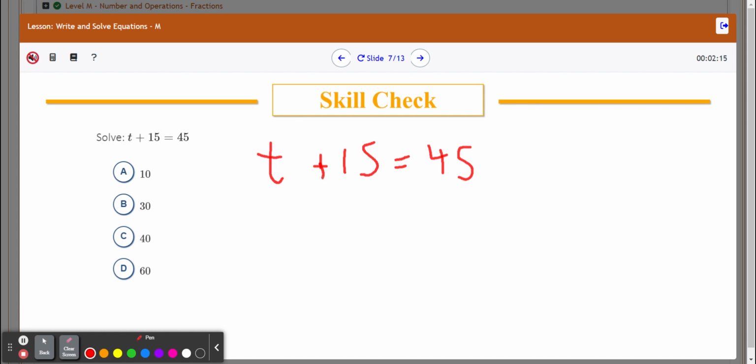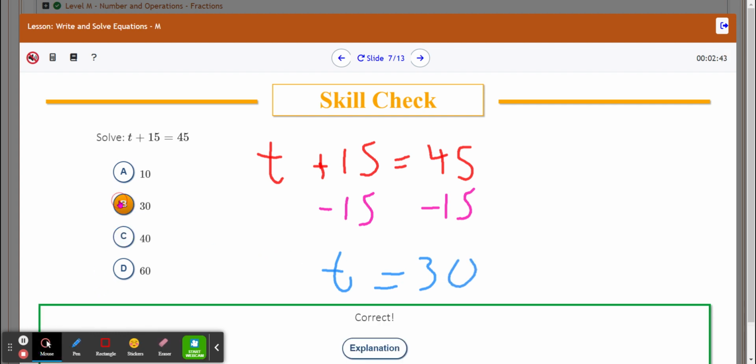So if I have t plus 15, well, if I want to get t by itself, I'm going to subtract 15 because 15 minus 15 is 0. Well, if I subtract 15 on the left side, I've got to subtract 15 on the right side also. So what does that leave me with? Well, t plus 15 minus 15 is just t. And then 45 minus 15 is 30. So now since t is by itself, it gives me the answer right there. T equals 30.